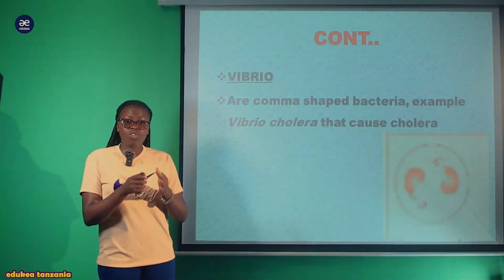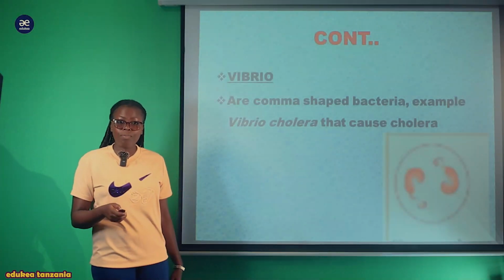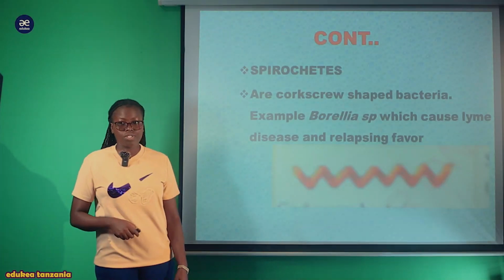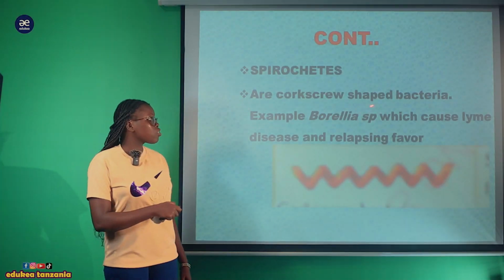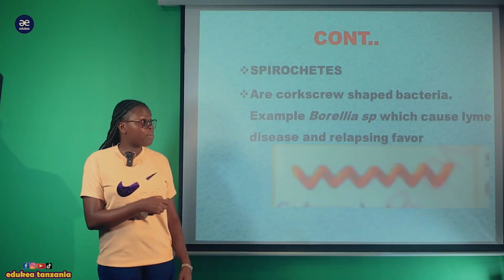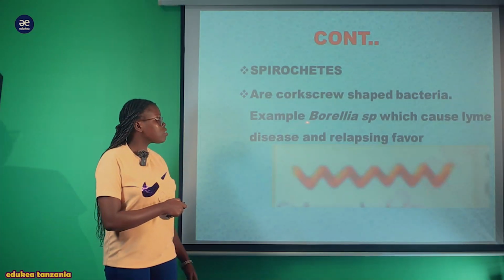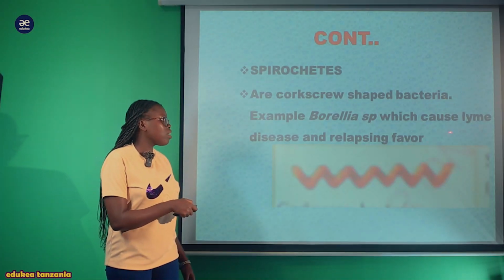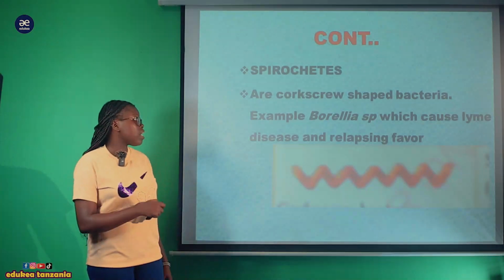Another one is spirochete. Spirochetes are corkscrew-shaped bacteria, and examples are Borrelia species, which cause Lyme disease and relapsing fever. So these are the shapes of the bacteria and examples of the diseases they cause.